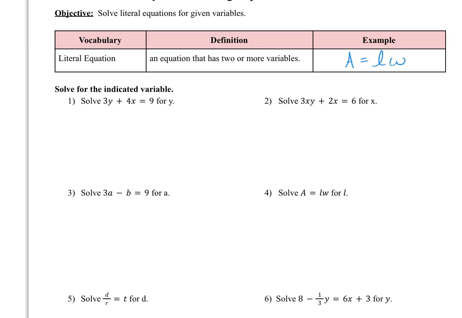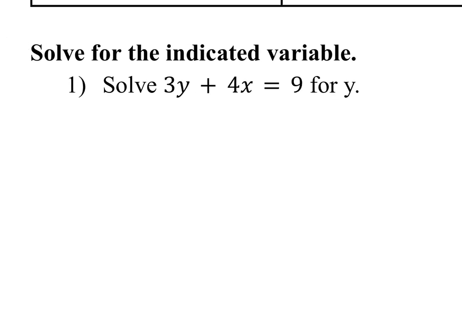It says solve for the indicated variable. So I'm going to zoom in on number 1, okay? We're good there? Okay. So it says solve 3y plus 4x equals 9. So everybody box that. That is your equation. That's your literal equation. There's 2 variables here, an x and a y. And they're telling me solve for y.